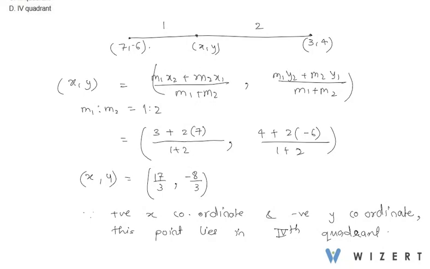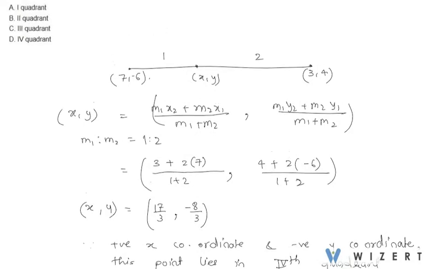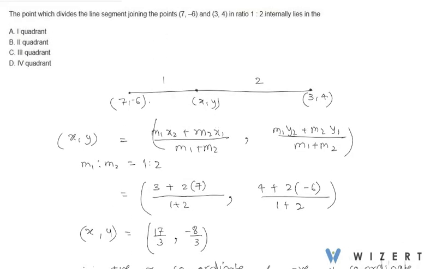So let's see what the options are. Yes, the answer is option D, fourth quadrant.